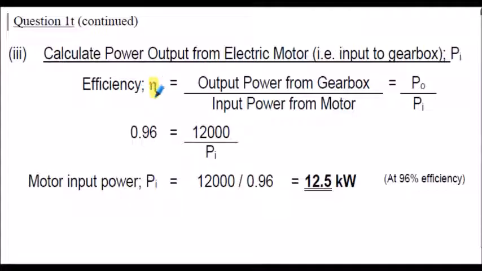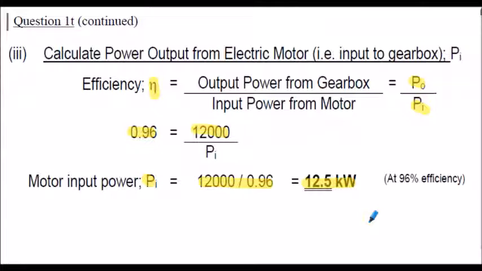So we've got a formula for efficiency. Efficiency is the output power divided by the input power. We've got the efficiency given, it's 0.96. We've got the output power required, which was 12 kilowatts, so that's 12,000 watts. I can find the input power just by rearranging the equation. So for 96% efficiency, the input power would be 12,000 divided by 0.96, so 12.5 kilowatts would be the input power. That's how we find it, using the efficiency. Obviously, at 100% efficiency it would be the same as the output, but there often are efficiencies in these questions to consider.